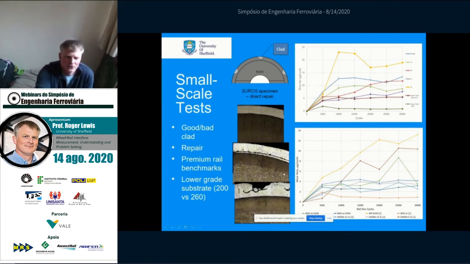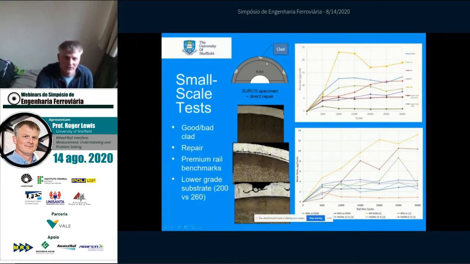Obviously, the opportunity we've been looking at here is to clad new components, and we've mainly focused on high-value track components. We're not thinking that this is necessarily an approach that could be used for cladding long stretches of track, although that may be possible. The other opportunity is in repair of rails.